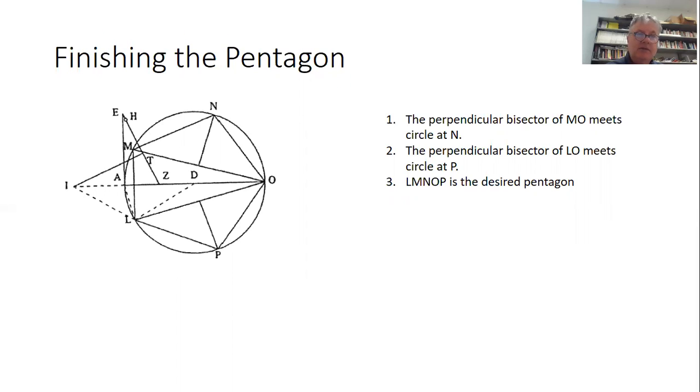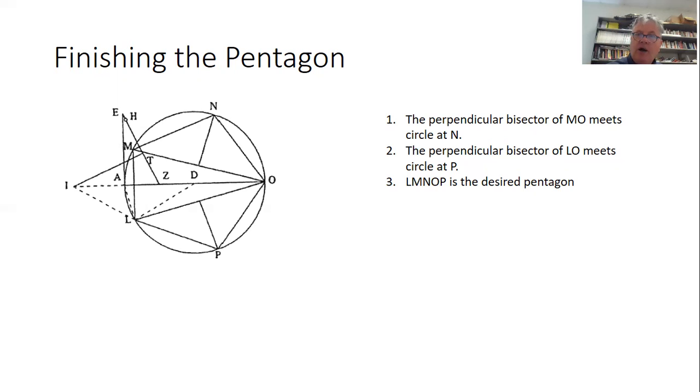What we can then do is, if we take the perpendicular bisector of MO, right? So remember, we've got O, so we bisect MO, and we put that bisector up. That's going to hit it at N, so that's going to bisect the circle between M and O, and we do the same thing, bisect between L and O. That's going to give us P. M, N, O, P, L are going to be the vertices of our desired pentagon.